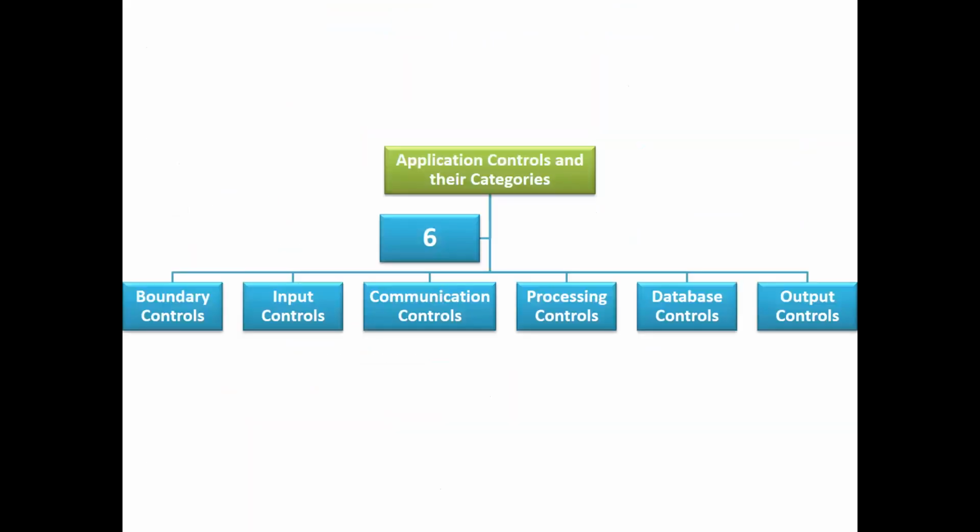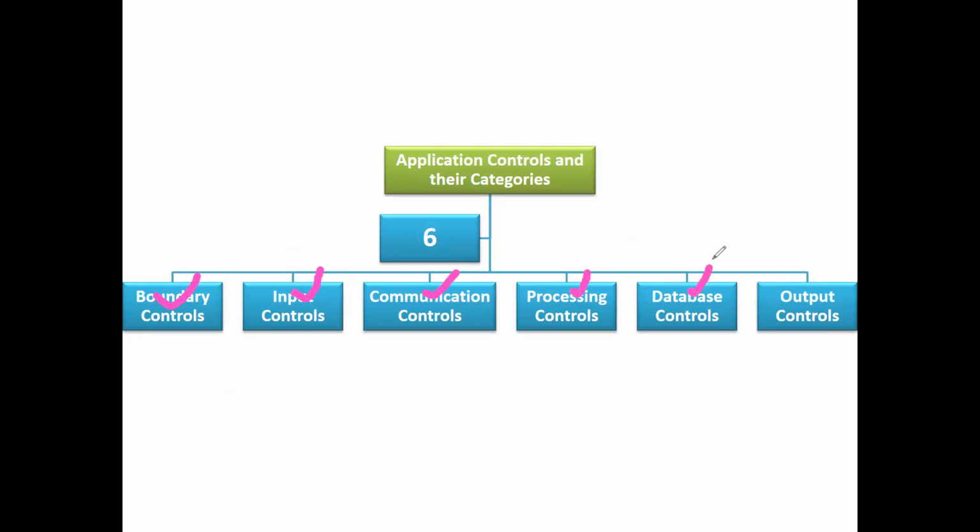All these are self-explanatory. Then application control, as I said earlier, is meant for, let us say, Tally, a separate application. ERP software, a separate application. SAP, a separate application. Here you should have boundary controls, input control, what input can be given and what not. Communication control, transmission from one end to another end. Processing control, which has to be processed and which not.